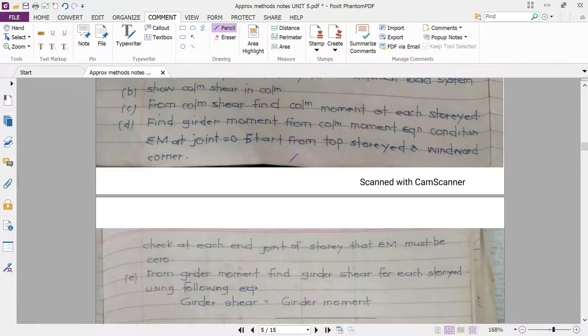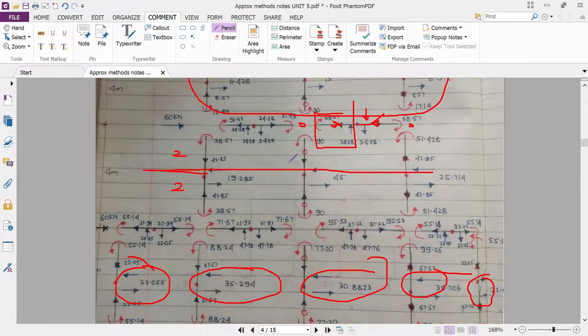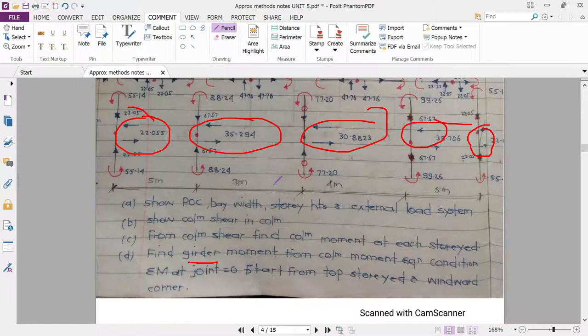In all, one can easily define this type of numerical solution as follows: the summation of all the forces in x direction as well as in y direction, as well as the moment at all the joints, at all the interior and exterior joints and all the corners of the portal frame, must be equal to 0. If this condition is satisfied at the end of your solution of the particular portal frame, that means you have the correct answer. So this is a cross check.